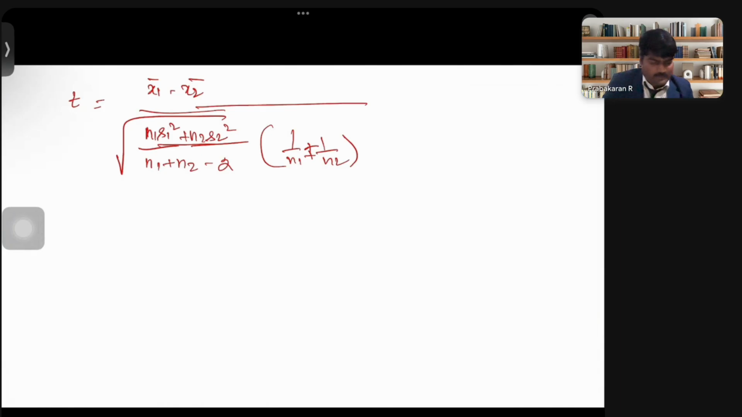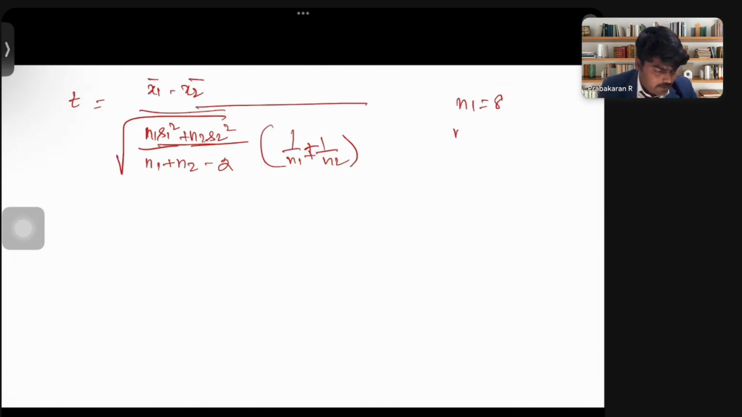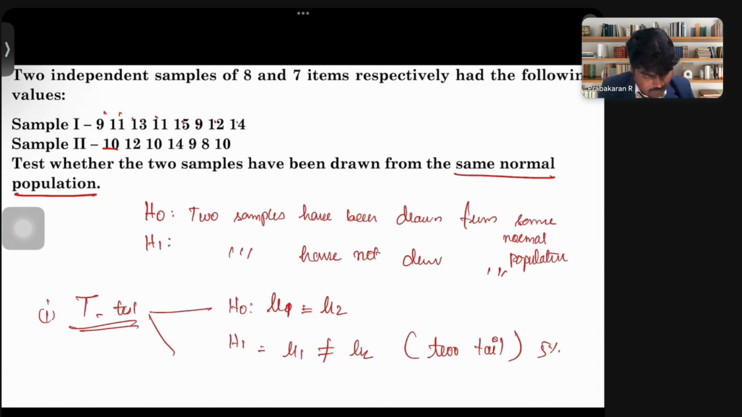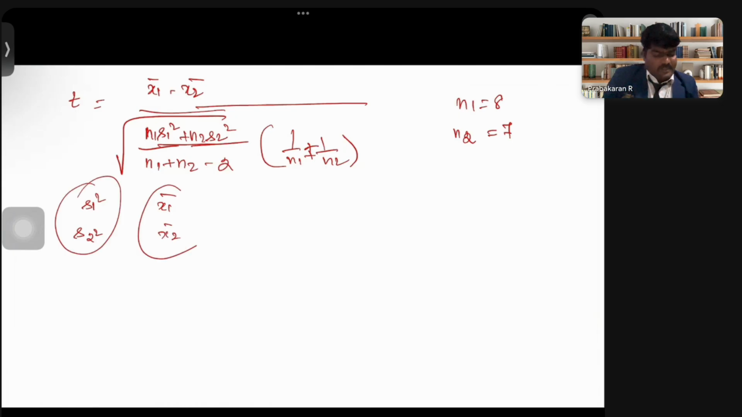Before entering that, we have to find some values. The question itself gives the first sample size, 1 2 3 4 5 6 7 8, so the n1 value is 8, and the n2 value is 1 2 3 4 5 6 7, so n2 is 7. The thing is we have to find s1 square, s2 square, and also x1 bar, x2 bar. These are all the things required, right? For that, we know x1 bar is the average of the first sample, x2 bar is the average of the second sample. Similarly, s1 square is the variance of the first sample, s2 square is the variance of the second sample.